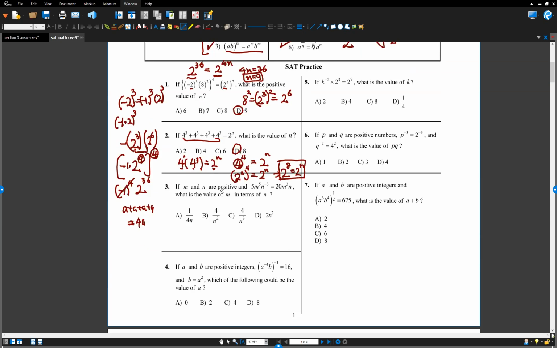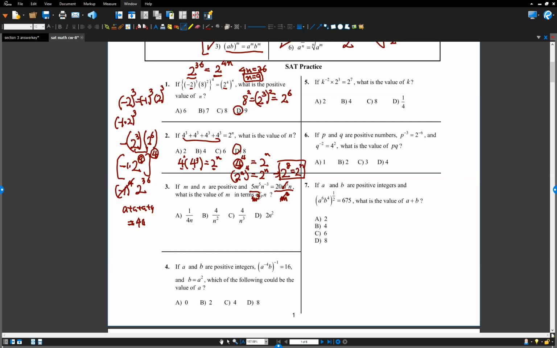m and n are positive. Okay, we have a negative exponent there. What is the value of m in terms of n? We're going to express m in terms of n. But we have m on the left-hand side and the right-hand side. Okay, we're going to combine this one. So maybe I'm going to move the right side, divided by m squared, to the other side. Why? How? Divided by m cubed, so m cubed is out.